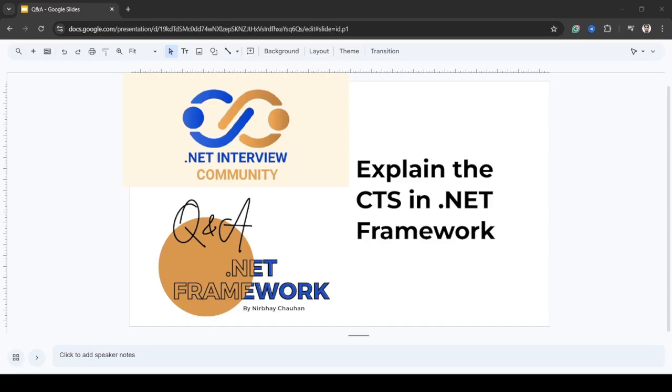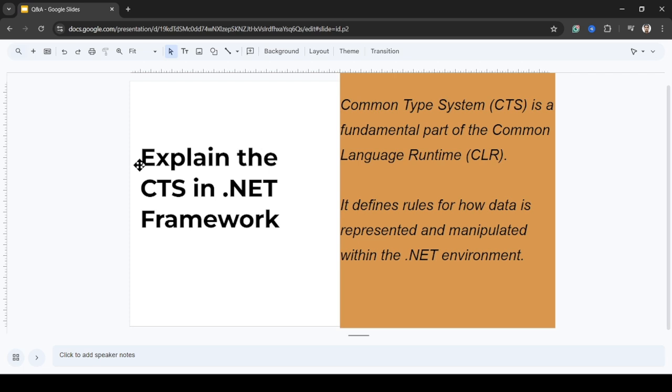So friends, our today's question is: explain the CTS in .NET. As we have already learned in our previous video about the explanation of CLR, the CTS holds a relevant position in the .NET framework and within the CLR itself. So let's see what CTS is. The Common Type System, that is the acronym of CTS, is a fundamental part of the Common Language Runtime, the CLR, that is the backbone of the .NET framework.